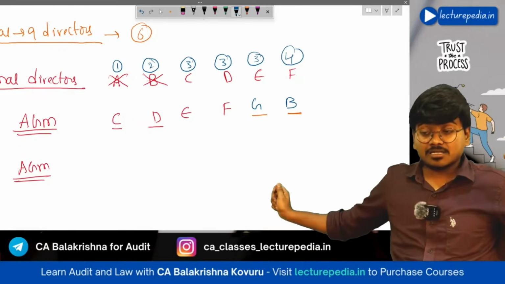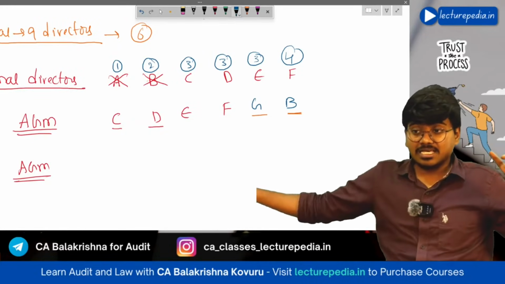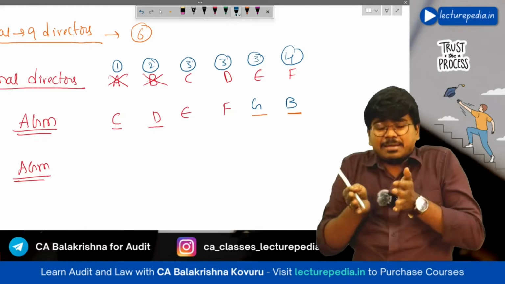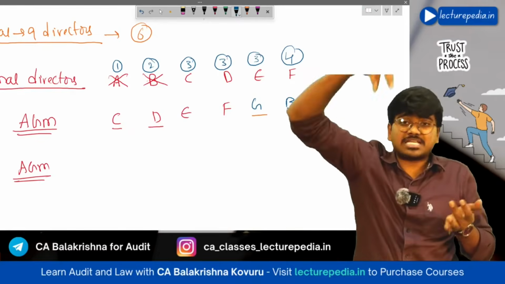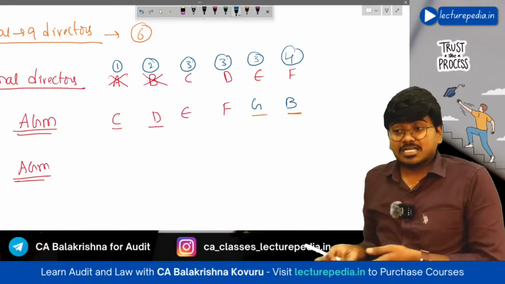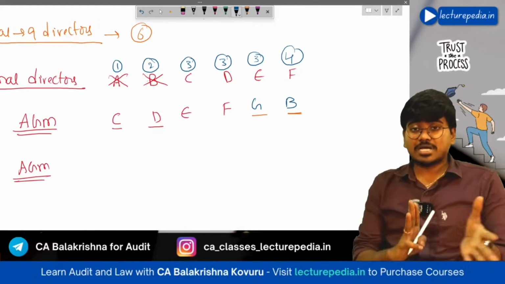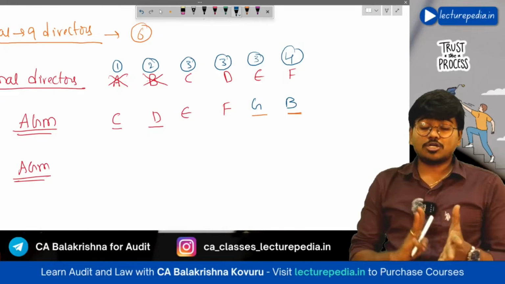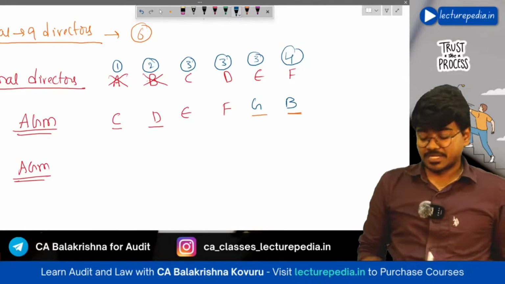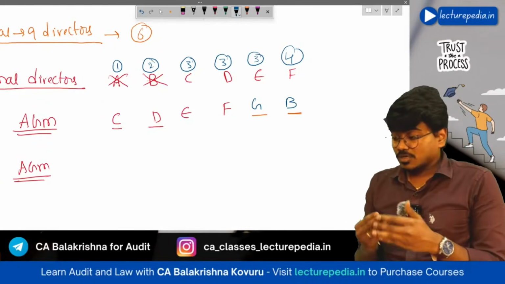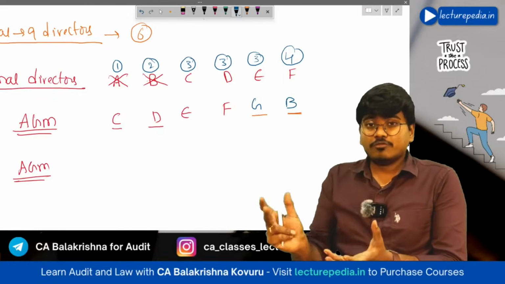but here 3 directors, that means C, D, E, are appointed at the same time. The director who is longest in the office has to retire, but here there are 3 directors who are longest in the office, and only 2 directors have to retire. So what to do in this situation? Again there are 2 options that are available. Directors have to discuss among themselves and decide who will retire.